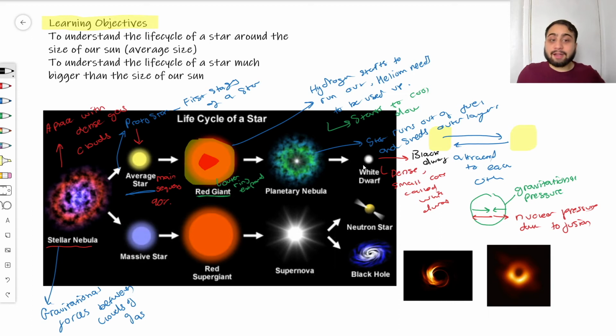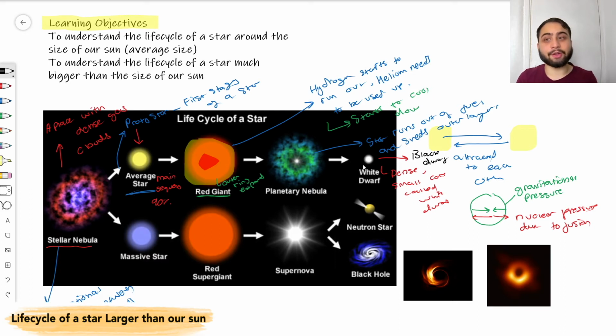But that really only happens over billions of years. And I think, as far as we know, black dwarfs are only a theoretical concept, and we haven't actually observed any of them, mainly because it's really hard to observe something that's not giving off any energy. Okay, so that's something that we're going to have to look at next when we look at the life cycle of a star much bigger than our sun.